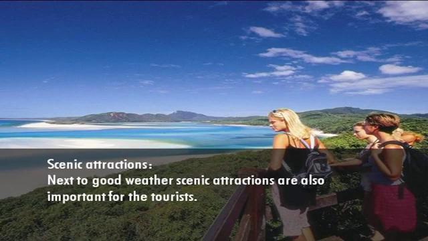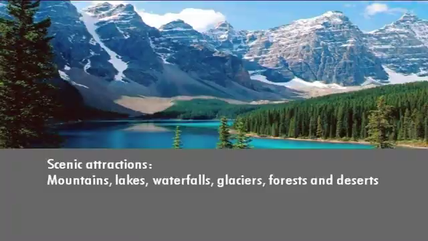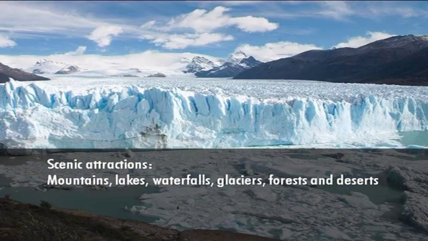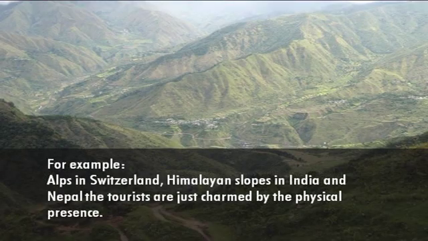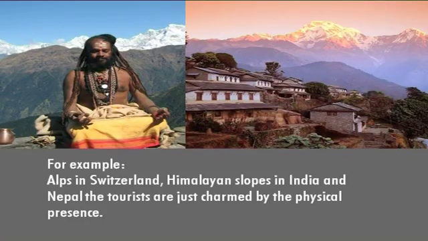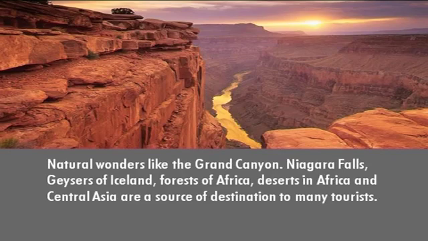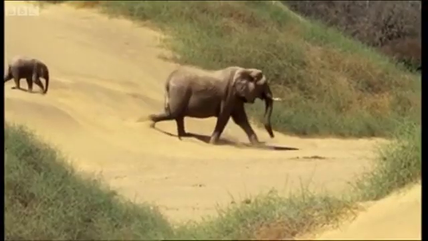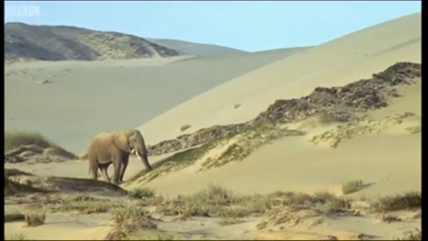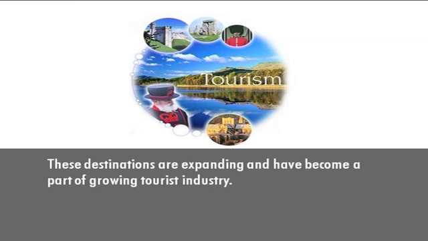Scenic attractions. Next to good weather, scenic attractions are also important for the tourists. Mountains, lakes, waterfalls, glaciers, forests, beaches and deserts are exciting places that attract a number of tourists as they provide peace and tranquility. Scenic attractions of the Alps in Switzerland, and Himalayan slopes in Nepal and India simply charm the tourists. Natural wonders like the Grand Canyon, Niagara Falls, geysers of Iceland, forests of Africa, and deserts in Africa and Central Asia are a source of great interest to many tourists. These destinations are expanding and have become a part of the growing tourist industry.